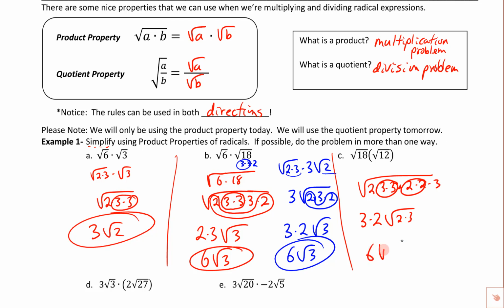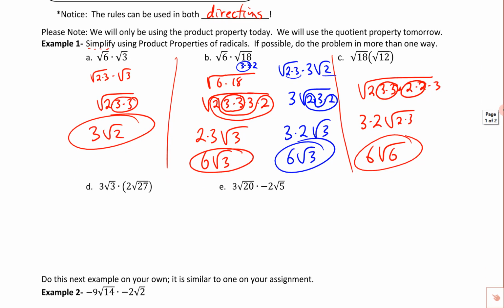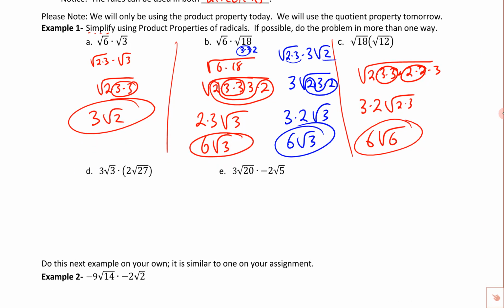So we have a 6 on the outside, and lo and behold, a 6 on the inside, so we get 6 radical 6. Again, I'm kind of a fan of this right here where we just write out all of those factors. And again, there are lots of different ways to do these. Find a way that works and then just stick with it.